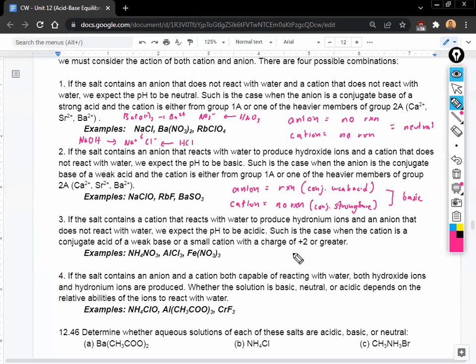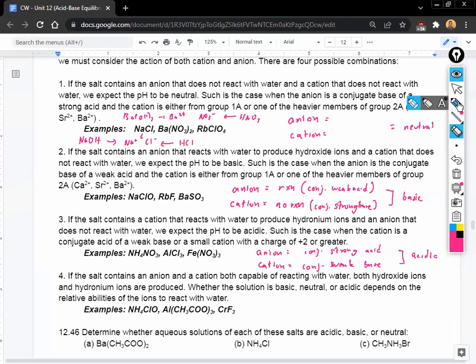Okay. The third possibility is if the anion is the conjugate of a strong acid and the cation is the conjugate of a weak base. It's going to cause the solution to be acidic. So basically the opposite of what we had in the previous example.